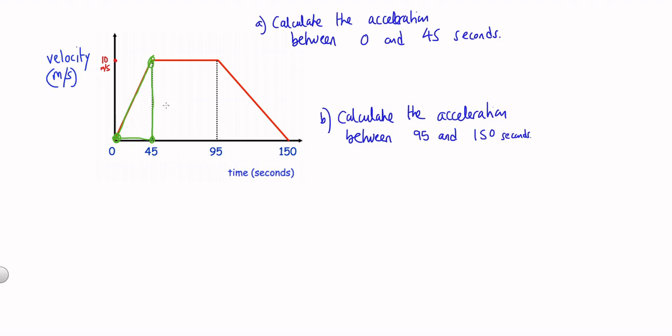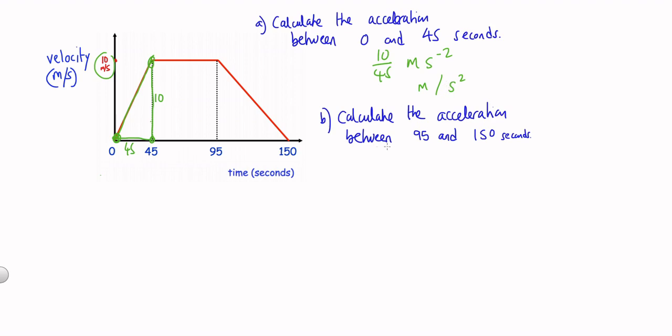Now the height of this triangle is 10, because it reaches a maximum velocity of 10 meters per second. So the height is 10, and obviously the base here is 45. So all you're going to do to work out the gradient is the height of the triangle divided by the base of the triangle, or if you like, rise over run. That will be 10 divided by 45. That's your acceleration. Now the units for acceleration are meters per second per second. It's written like this, or if you like, meters per second per second. I'll talk about these units in a moment.